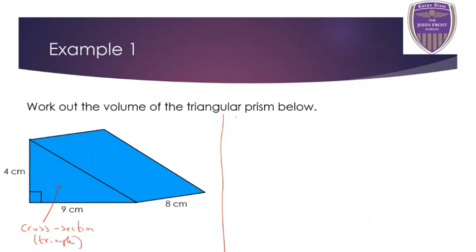All right. So let's do the cross section first. To get the area of this shape, remember it's a triangle. So I have to do the base, which is 9, times the height, which is 4, and you have to half it. Remember, a triangle's area is base times the vertical height divided by 2. 9 times 4 is 36. 36 divided by 2 is 18. It's an area, so it'll be in centimeters squared.